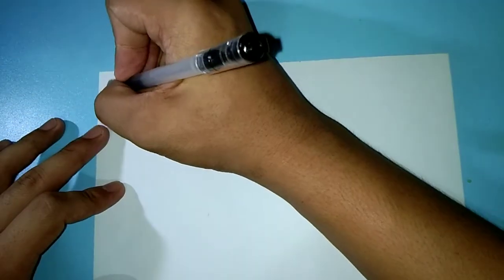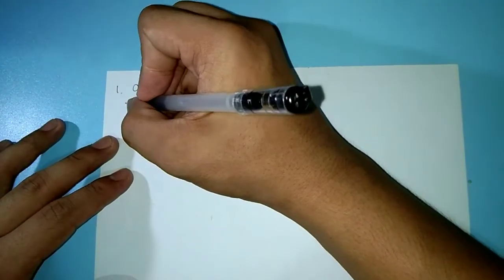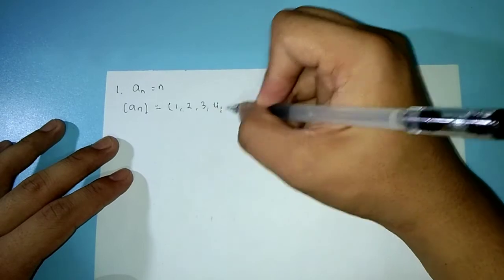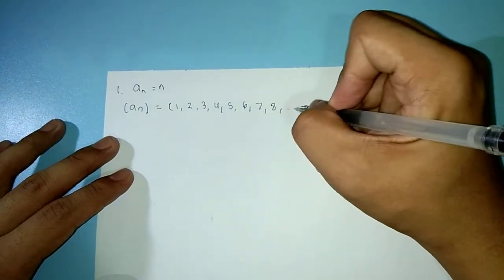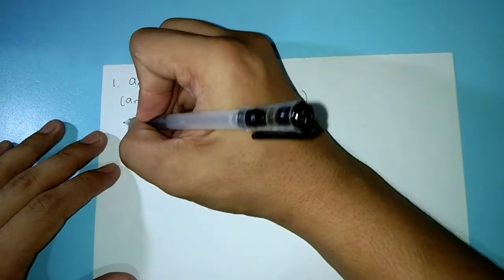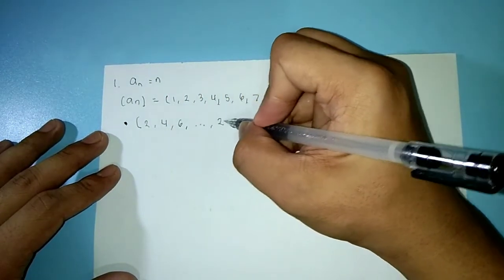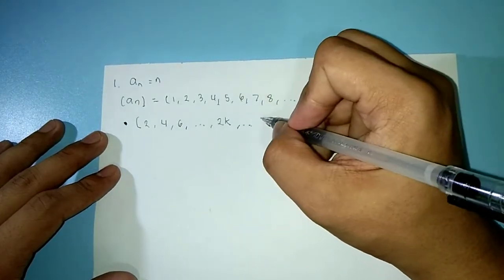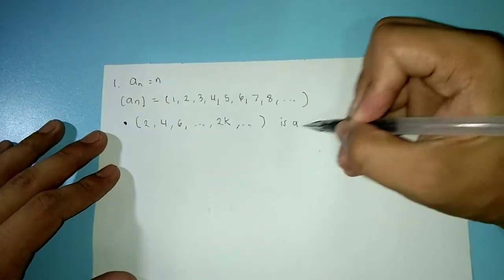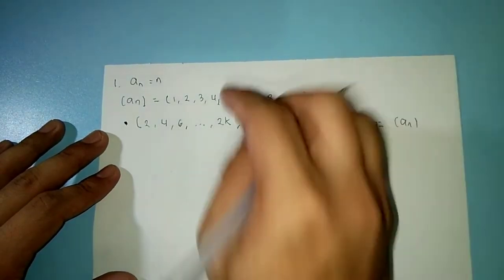Okay, for our first example, let's say we have a sub n is equal to n. Okay? So ang magiging sequence natin dyan, we have a sub n is equal to 1, 2, 3, 4, 5, 6, 7, 8, and so on. Okay? So yan yung ating magiging sequence. Now, halimbawa meron tayong sequence na 2, 4, 6, and so on, 2k, and so on. Ito yung formula. Then, this sequence is a subsequence of a sub n.